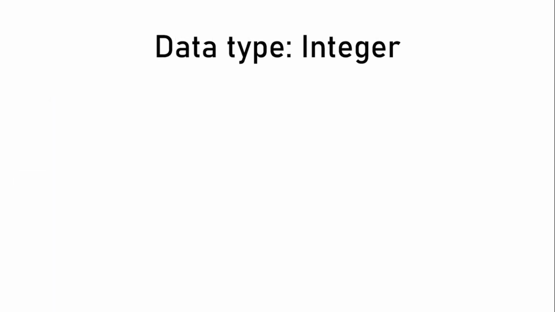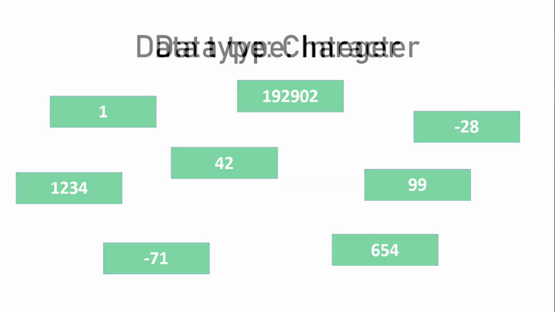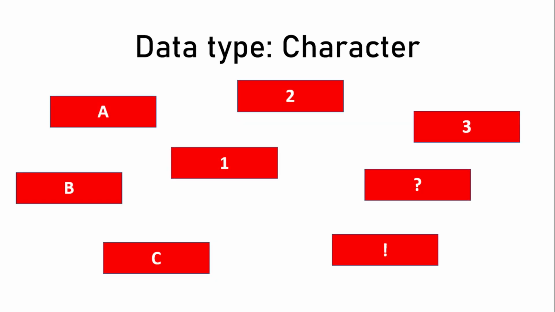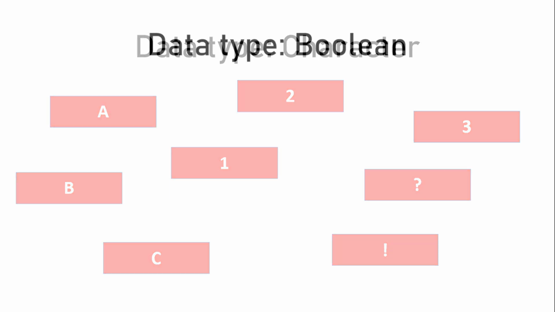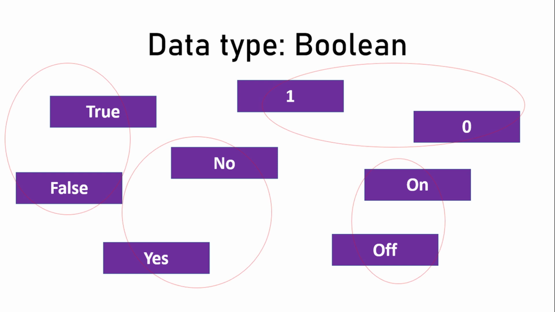Integer. This data type holds whole numbers, which could be positive numbers or negative numbers. The advantage of using an integer data type in programming is that it can be stored using less memory than a real data type. Character. This data type is similar to a string but can only hold one character, which could be a letter, a number or a symbol. Boolean. This data type only represents two values.